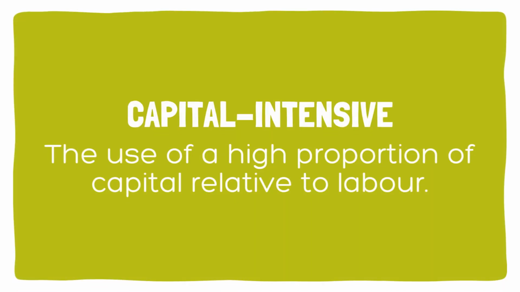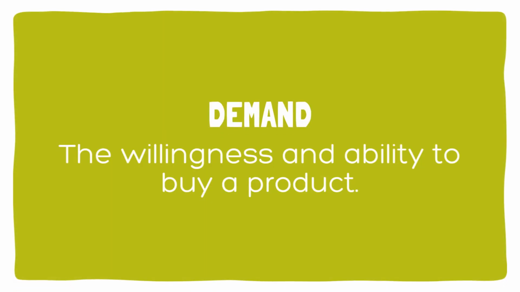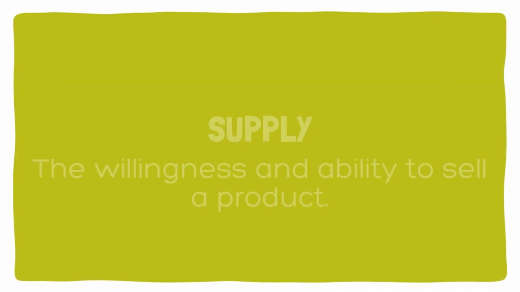Capital-intensive production involves the use of a high proportion of capital relative to labor. Labor-intensive production involves the use of a high proportion of labor relative to capital. Demand is the willingness and ability to buy a product. Supply is the willingness and ability to sell a product.